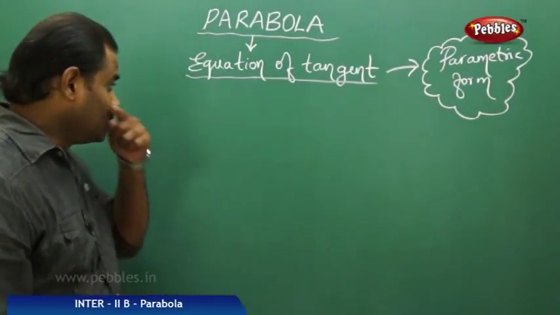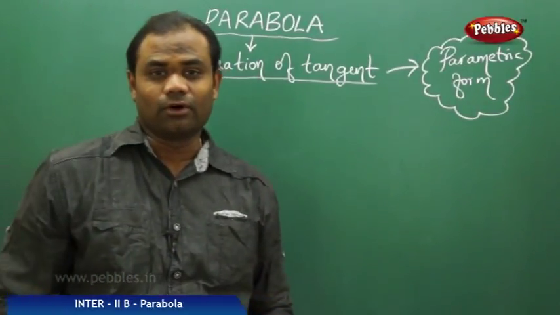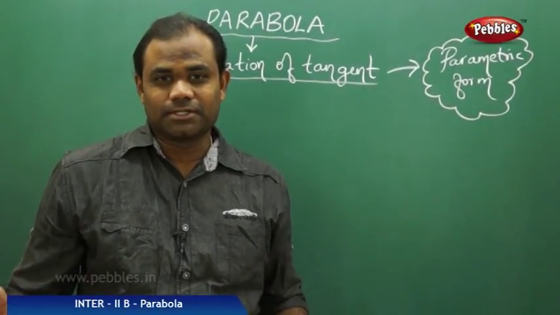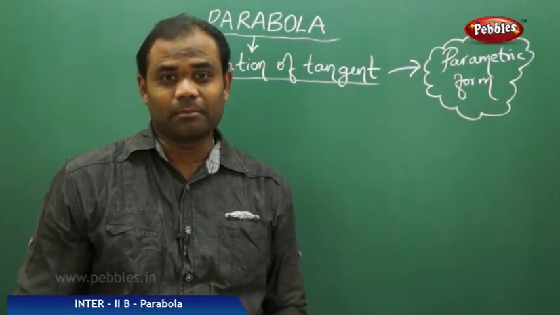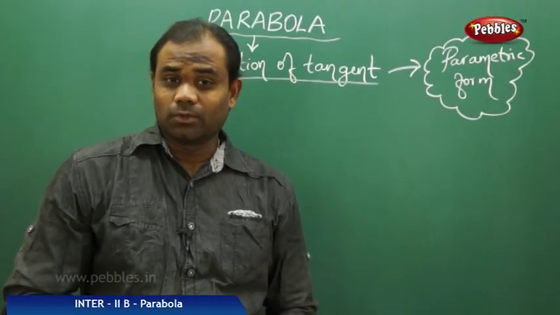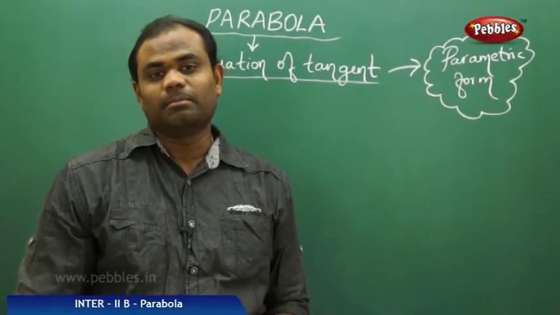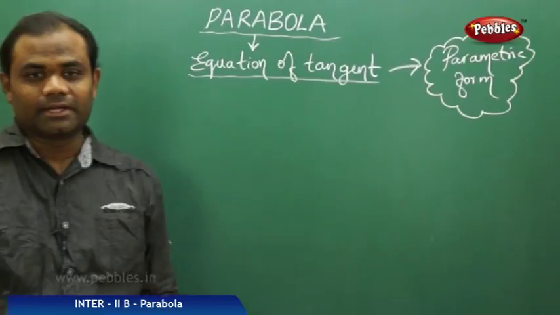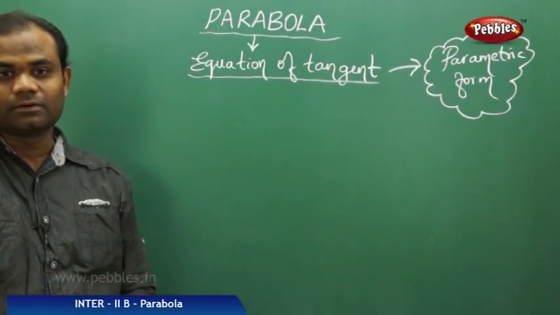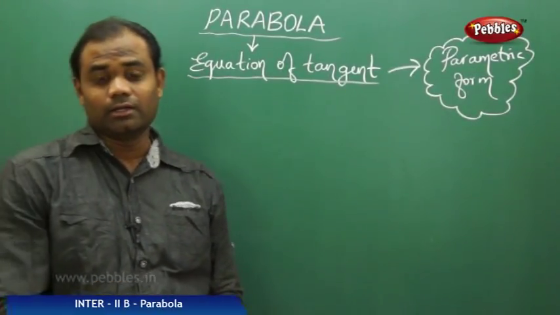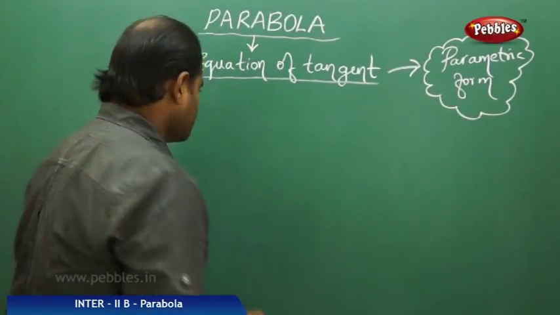Now let's see the equation of tangent in parametric form. So now that we have discussed the parametric equation of a parabola, let's see what would be the equation of tangent in parametric form. So let's recap with the parametric representation of a parabola y square equal to 4ax.